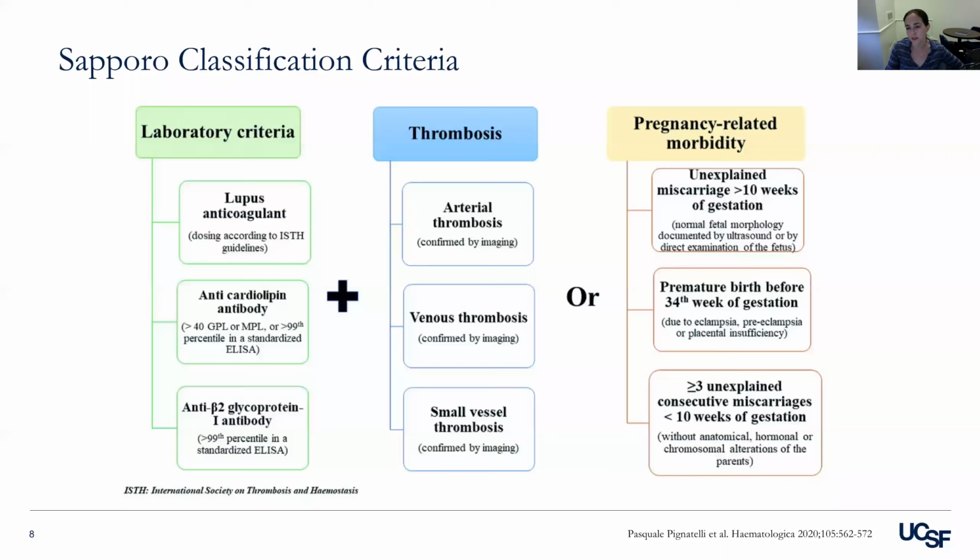And the pregnancy-related morbidities include unexplained miscarriage at greater than 10 weeks of gestation, a premature birth before 34 weeks of gestation, or 3 or more unexplained consecutive miscarriages before 10 weeks of gestation. And obviously for these, we're needing to exclude other known causes of those pregnancy-related morbidities.